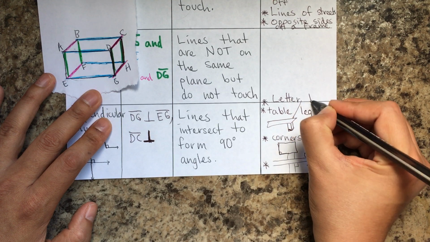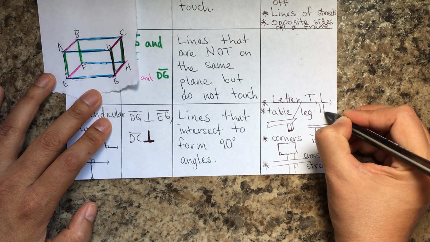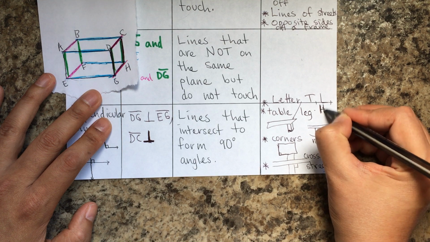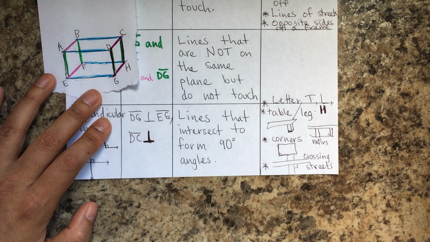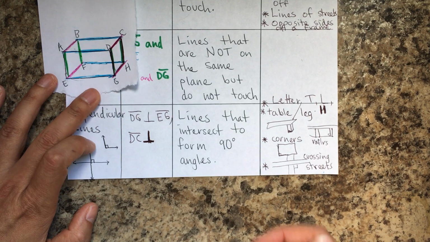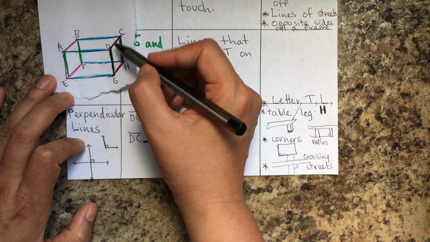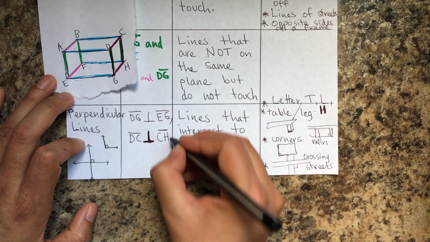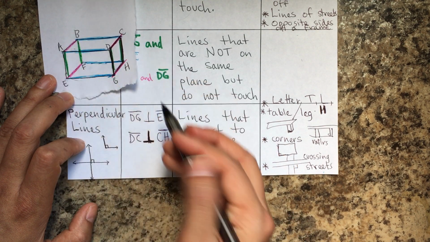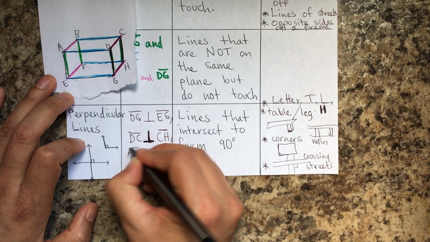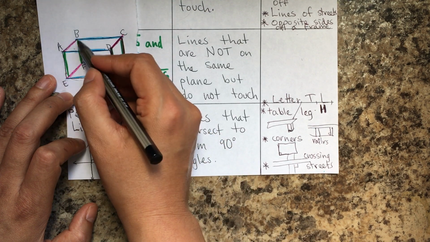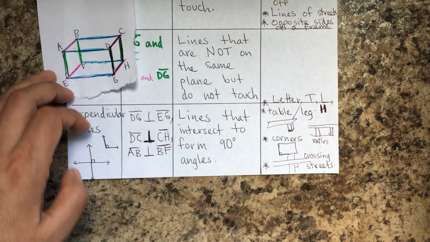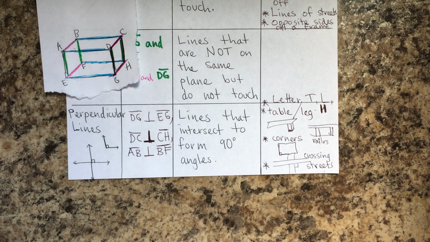Letter T, letter L, letter H, right? If this line with this one form 90-degree angles. Okay, so several of the letters form perpendicular lines. Oh, sorry. So DC forms a right angle with line segment CH. Let me do one more. Line segment AB is perpendicular to BF. Okay, and there are many others that you can form in here, but we'll put only those.